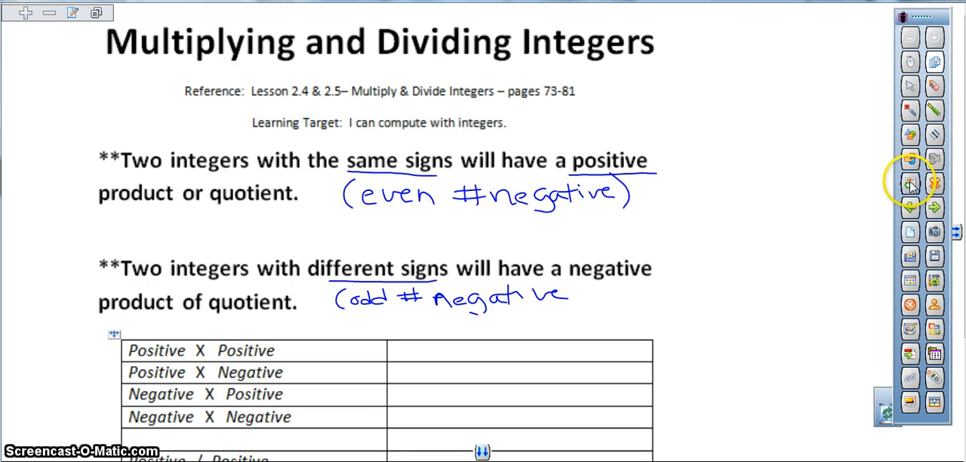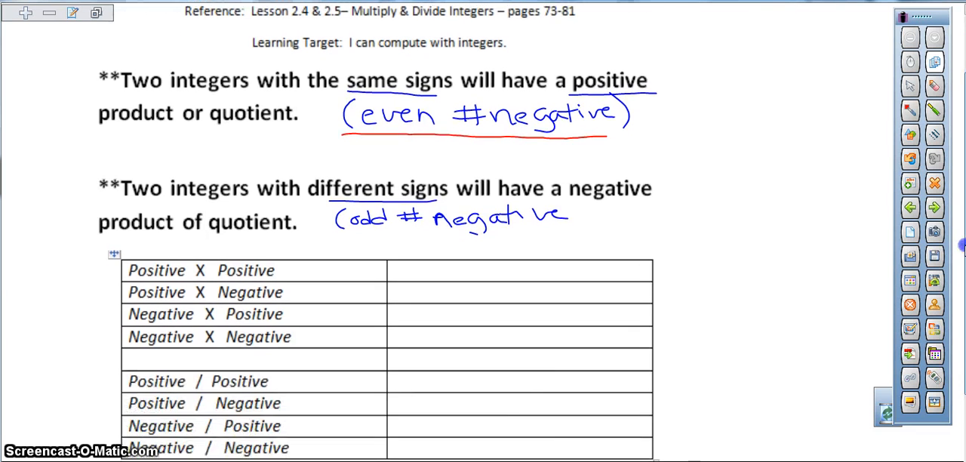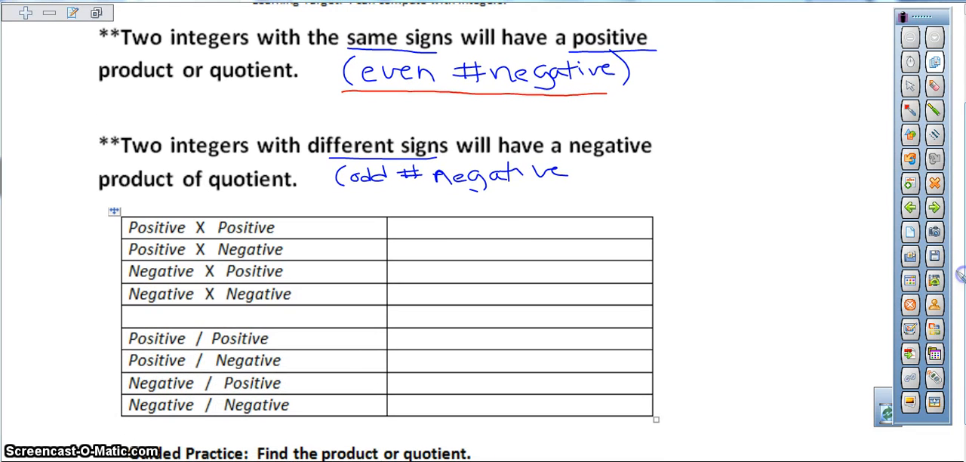In your notes, we are now on page 6 of your notes. Please make sure that you write this in right below: two integers with the same sign have a positive product, and please put even number of negative signs is going to give us a positive product also. Or quotient. Quotient, remember, is your word for division, the answer to a division problem. Product is the answer to a multiplication problem. So if it helps you, put the multiplication and division as key phrases to help you think of that.